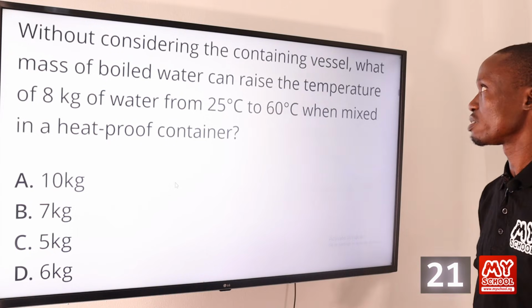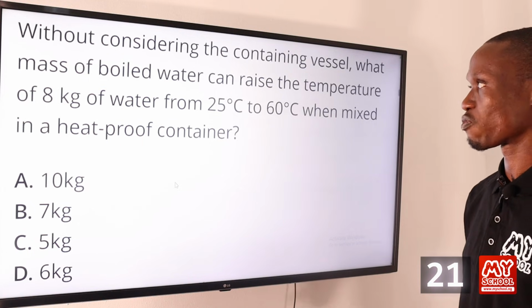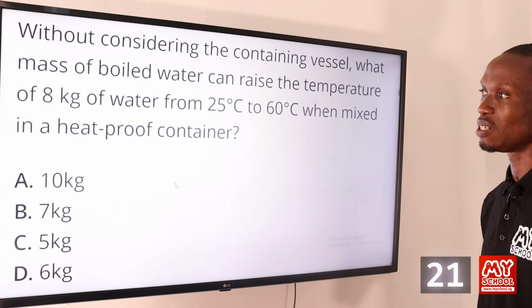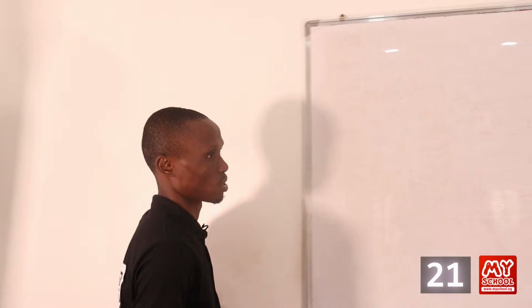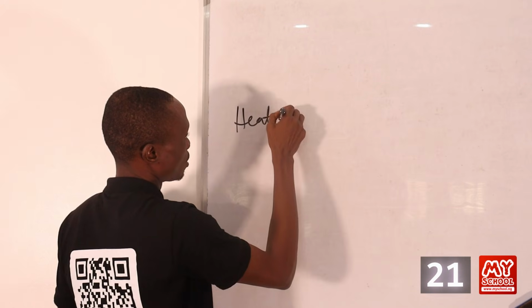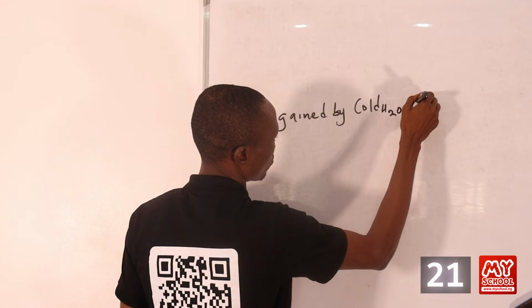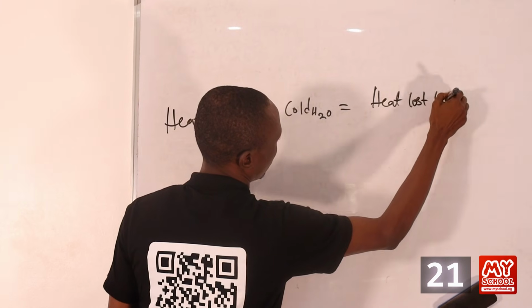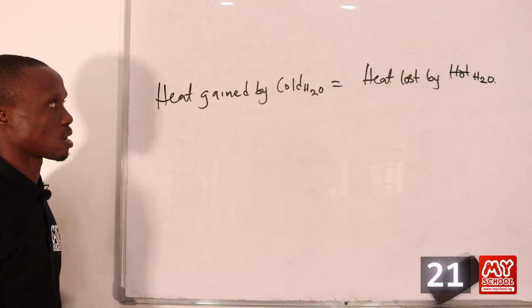Without considering the containing vessel, what mass of boiled water can raise the temperature of 8 kilograms of water from 25 degrees Celsius to 60 degrees Celsius when mixed in a heat-proof container? So let's move over to the board to provide the answer to this question, okay? In this case, it's going to be heat gained by cold water equals heat lost by hot water. Basically this is what we use to answer this question.